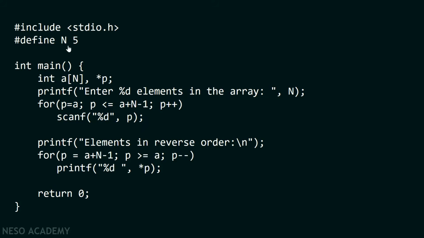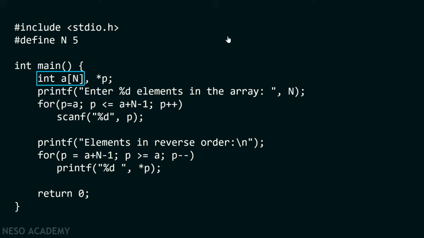Initially, I have defined N as 5. #define N 5 means that whenever the compiler finds N, it will replace that N by 5. Inside this main function, I have declared an array A, and here I have put the size as N. N means 5, therefore it will get replaced by 5 by the compiler, and A[5] means that I have declared an array of 5 elements.